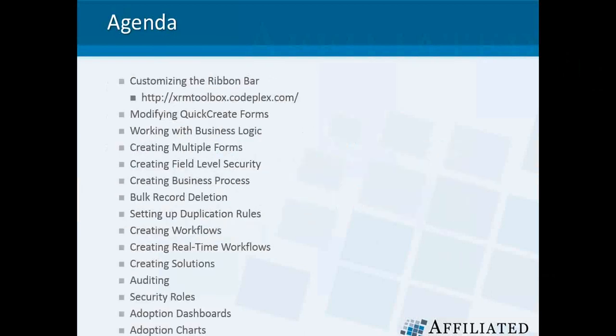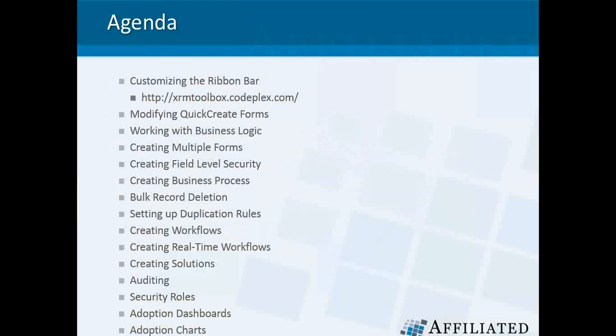So what are we really going to cover today? What I really want to cover is the ribbon bar. A lot of you from 2013 have seen the ribbon bar, and you're probably going, wow, it's a lot of stuff up there. I really want to clean it up. Some things you can handle through security, but there is a way that we can customize it ourselves through reordering it. Modifying the quick create forms.